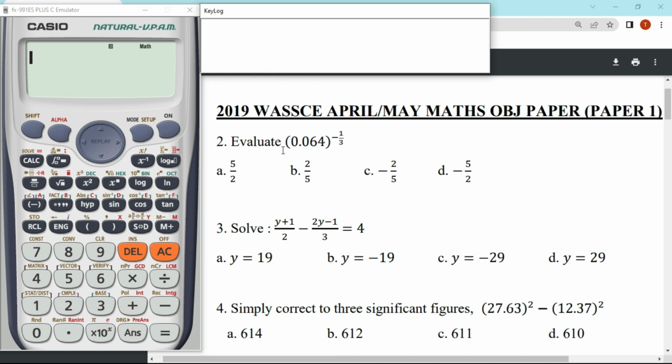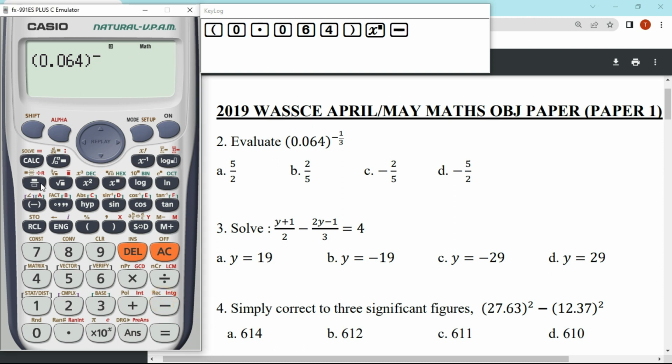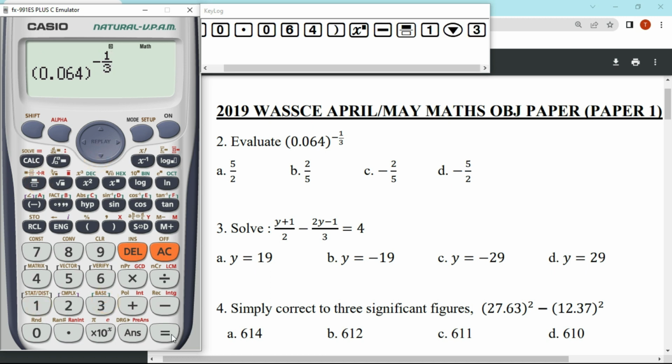Alright, so question 2, another 2019 objective paper, states as what? We should evaluate 0.064 exponent minus 1 over 3. So all that I'll do now is to open my bracket and input 0.064, close the bracket. Then I'll press on the power key here. Then I have what? Minus, then I'll bring the division sign here. Then 1 over what? 3. Then I press equal to.